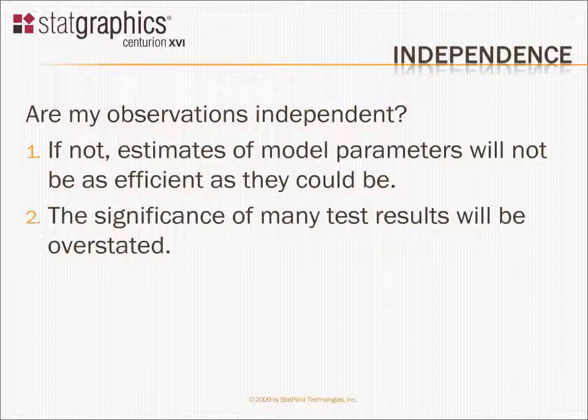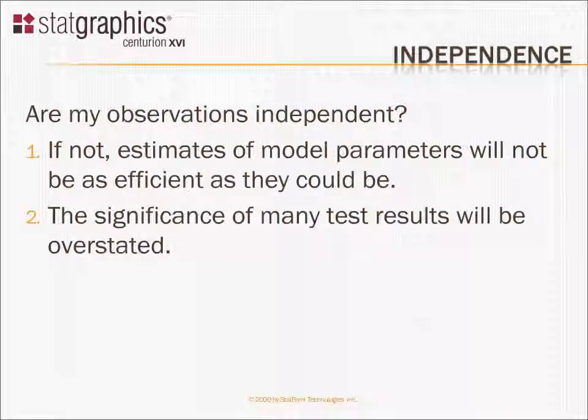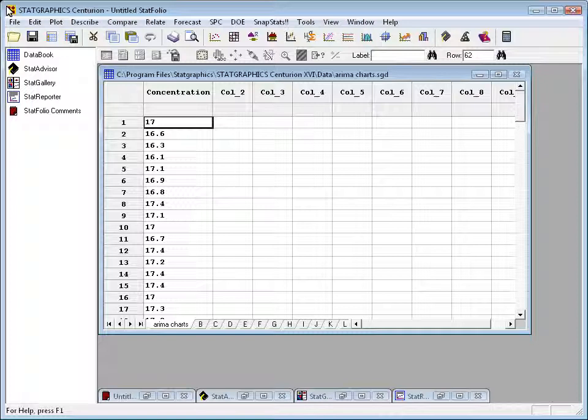This is particularly serious when data is recorded sequentially over time, as in the next example I'll show you. What you see in this data sheet is measurements taken from a chemical process of the concentration of some key quantity. The observations have been taken about once a minute, and I'm wondering, are the measurements from minute to minute independent of one another so I can treat this as a typical random sample of concentration measurements?